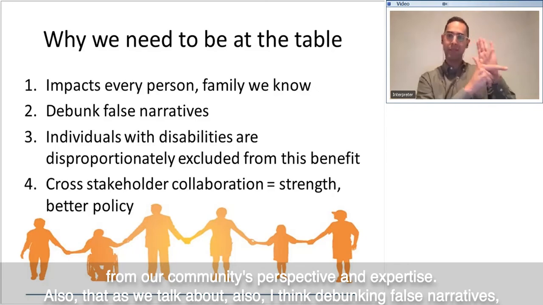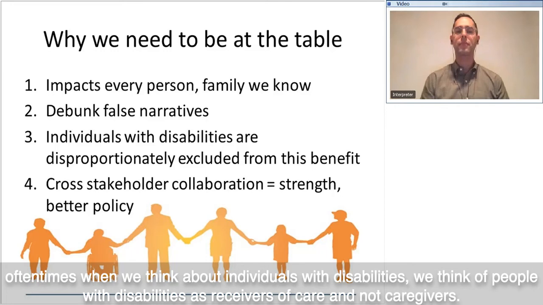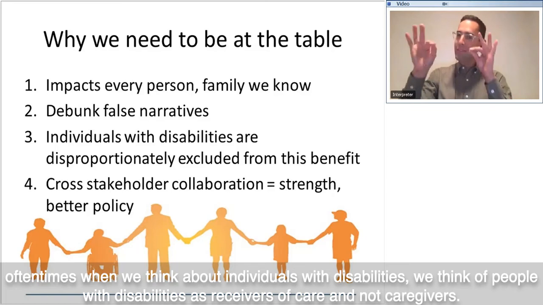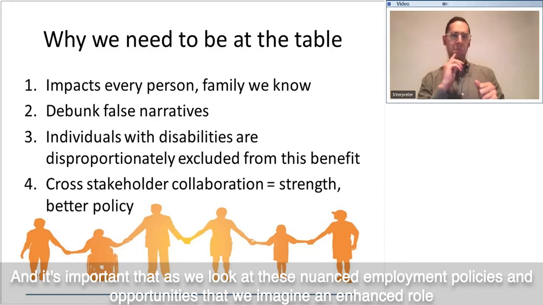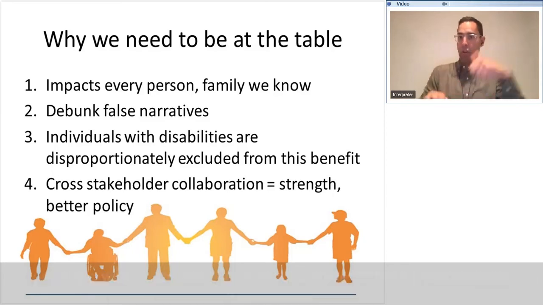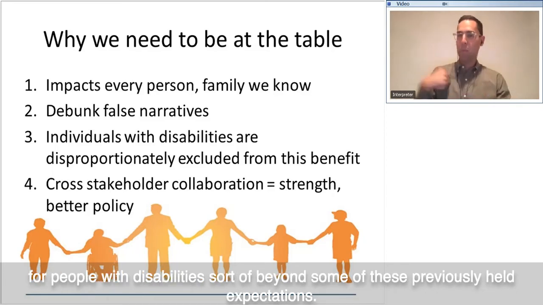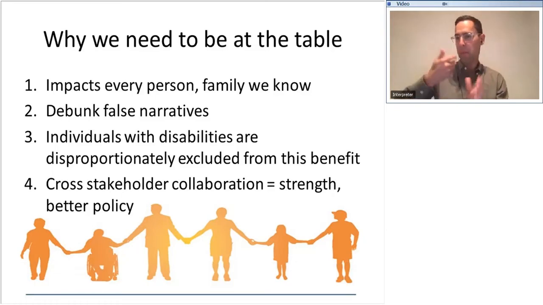Also, as we talk about debunking false narratives, oftentimes when we think about individuals with disabilities, we think of people with disabilities as receivers of care and not caregivers. And it's important that as we look at these nuanced employment policies and opportunities, that we imagine an enhanced role for people with disabilities, sort of beyond some of these previously held expectations.